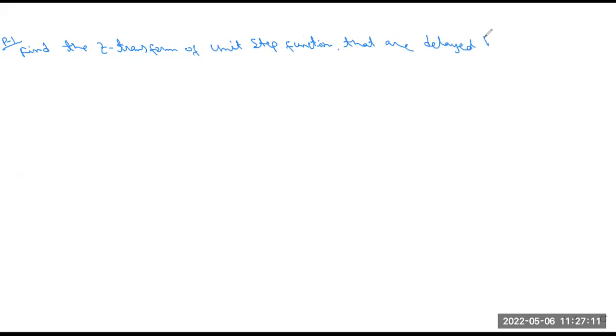So the question is problem 1. Find the Z transform of unit step function that are delayed by one sampling period and four sampling periods.